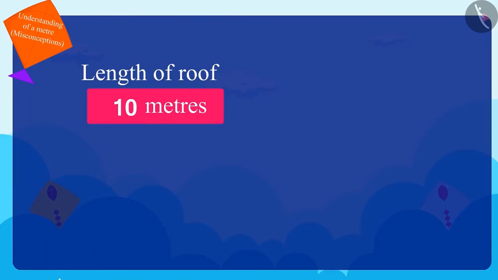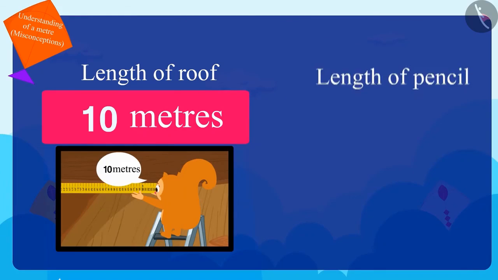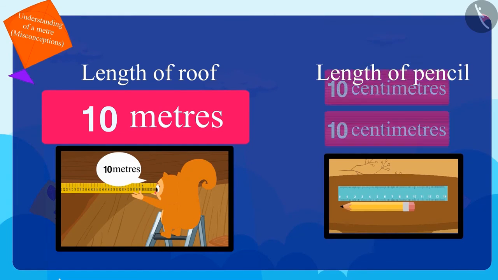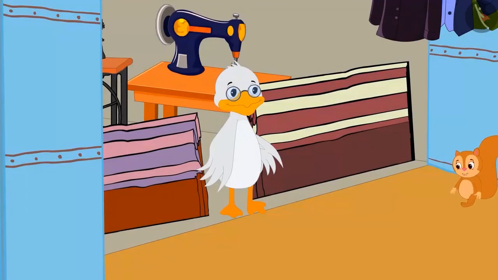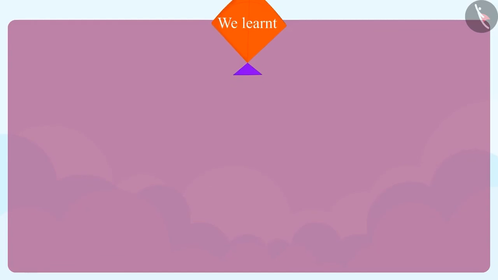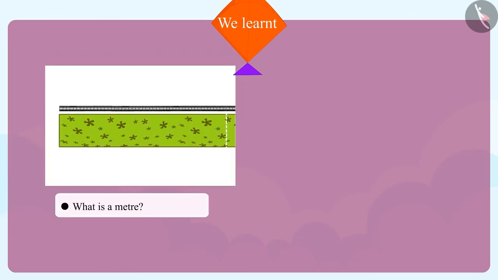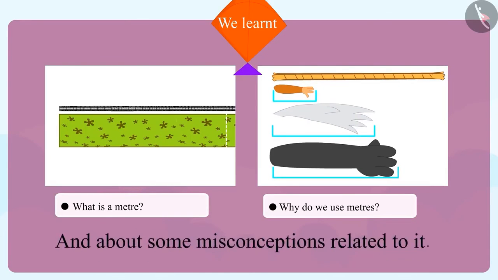So the length of the roof is 10 meters and the length of the pencil is 10 centimeters, which means the roof is bigger than the pencil. Chanda understood this also and she went to bring her curtains from uncle's shop. Children, in this video, we learnt what is a meter and how is a meter used and about the misconceptions related to it.